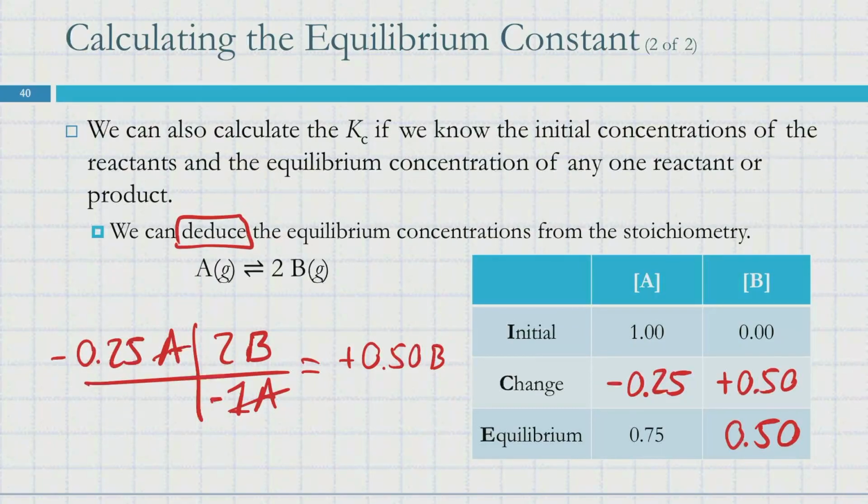So the strategy for these, generally, for this style of ice table, we'll figure out the change for one of them, use stoichiometry to figure out all the other change values, and then just do a little bit of relatively simple algebra to figure out our equilibrium or initial concentrations.